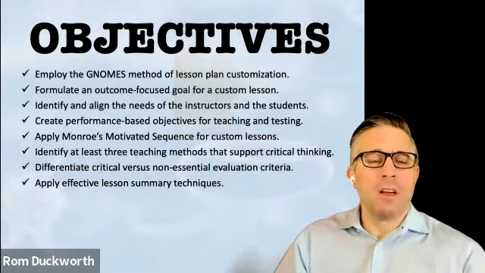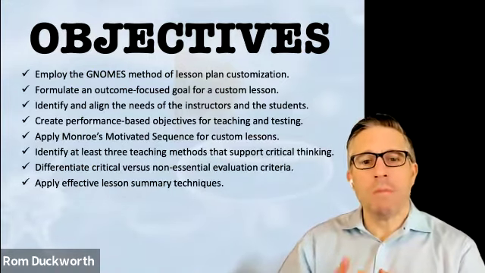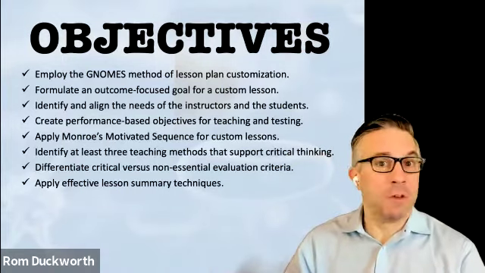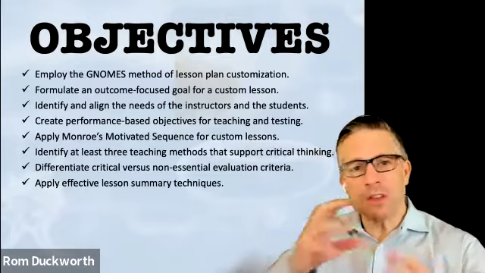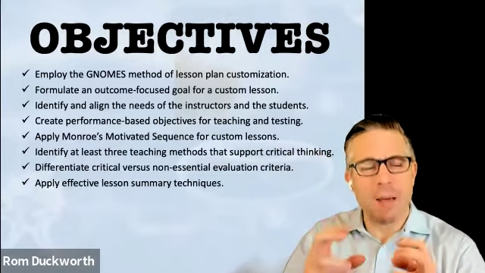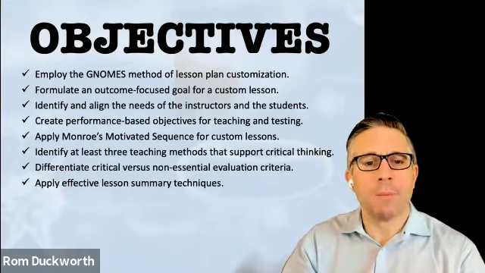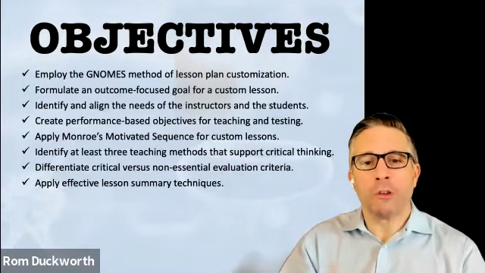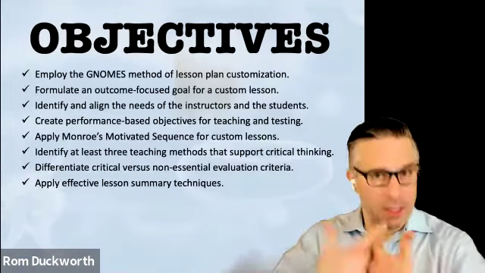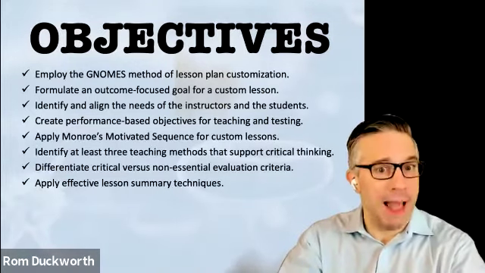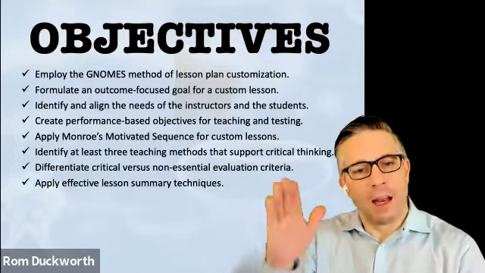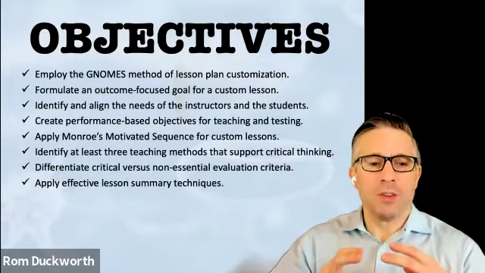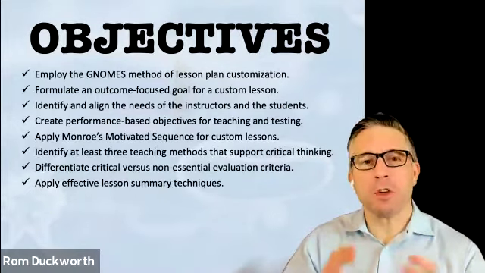What we're aiming for here, number one, apply the GNOMES method of lesson plan customization, which is all of our next objectives. And if you've heard of the GNOMES framework before, hopefully we'll give you some different ways to apply it to really amp up the critical thinking, because that's what this is all about. But if you haven't, we're going to go through each step of it, from formulating an outcome-focused goal for a custom lesson, meaning something that you're building rather than something that's more or less prepackaged. How to identify and align the needs of instructors and students. You're going to be able to create performance-based objectives for teaching and testing.